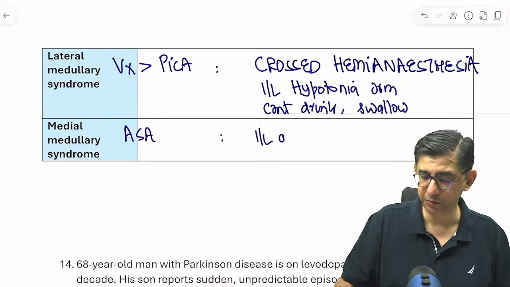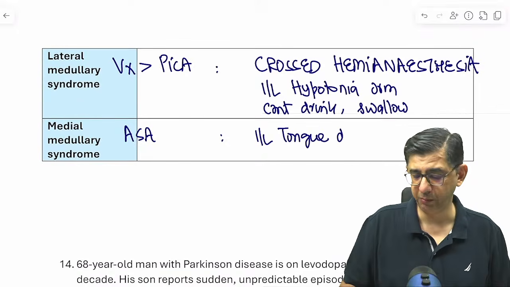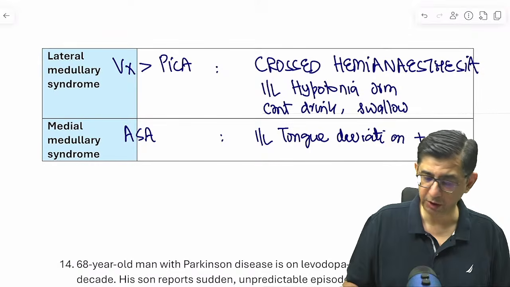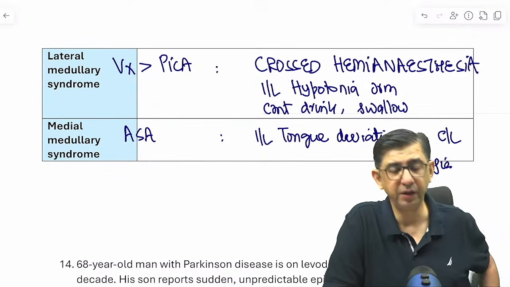So it would be ipsilateral. When you ask the patient to take his tongue out of his mouth, it would be ipsilateral tongue deviation with a contralateral hemiplegia that would be coming up. And that's obviously going to contribute to chewing weakness, and even the speech in the patient can be affected.